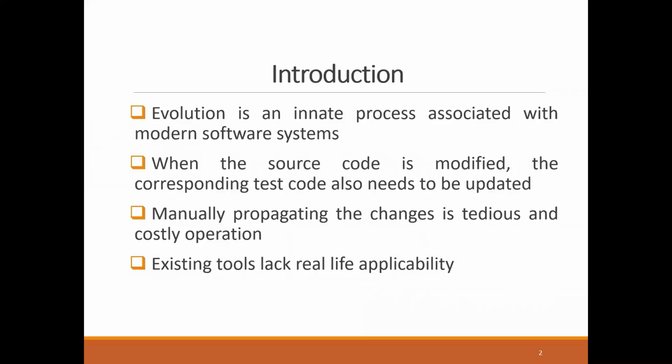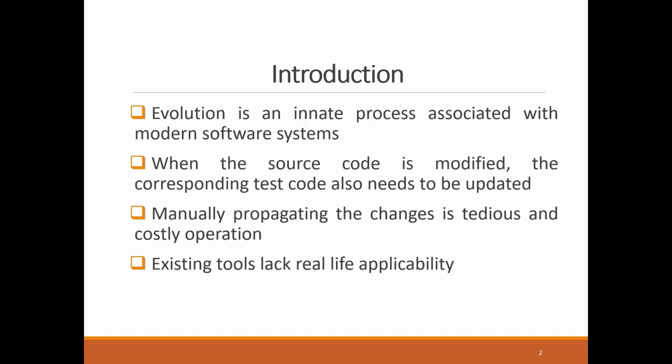So what is this work all about? We all know that software systems change continuously. So evolution is an innate process associated with modern software systems. So when the source code of some application is modified, what happens next? The corresponding test code also needs to be updated. And manually propagating these changes to the test code is a tedious and costly operation.